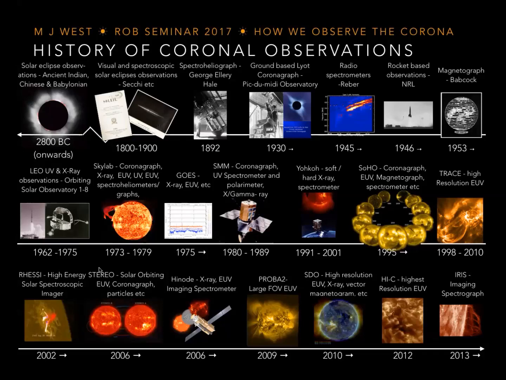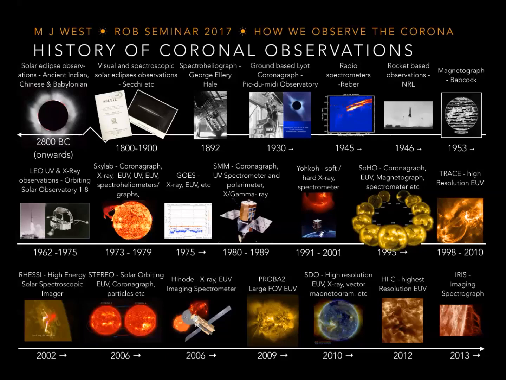And it's only in the 1940s where we start pushing up above our atmosphere. And I highlight here the NRL rocket-based program, where they made some of the first observations from high above the atmosphere. Then, when we move into the 60s and 70s, we begin to get our first orbiting platforms, and we're able to launch UV and X-ray instruments to make images of the sun in the UV and the X-ray. I'll talk a little bit about why that's important afterwards.